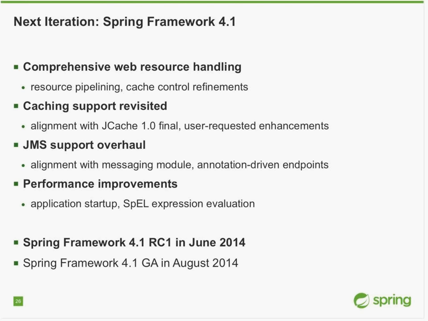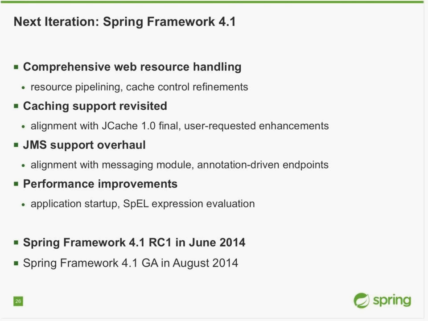We intend to revisit our caching support, since the JCache 1.0 specification is about to go final. It's in final draft and it's all went through, but they just didn't release it yet. So we're going to align with it, likely going to support its set of annotations, going to extend our JCache SPI support, which we already have. And we are also going to add a few user-requested enhancements to Spring's own caching model.